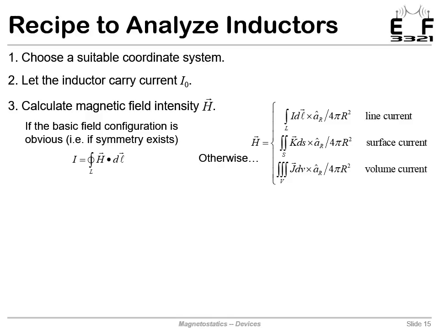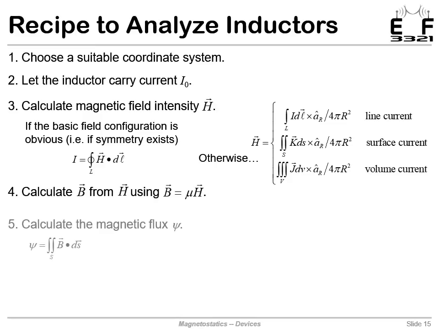Okay, so we chose a coordinate system. We assumed a current. We then determined the magnetic field that that current induces. Once we know H, it's real easy to calculate B, mu times H. Now we're accounting for the permeability of the medium. At this point, we want to calculate the magnetic flux because that's in the definition of inductance. So we integrate the flux over the surface and we get flux.